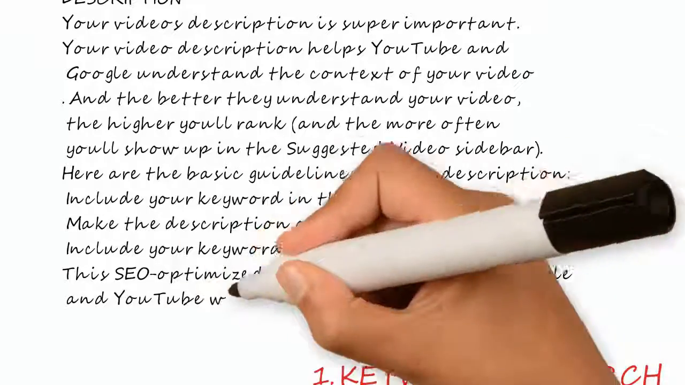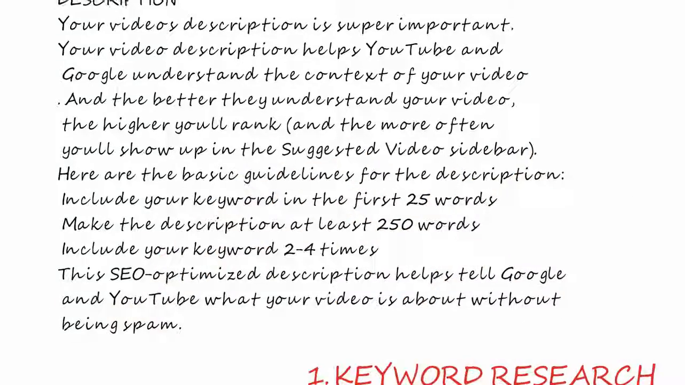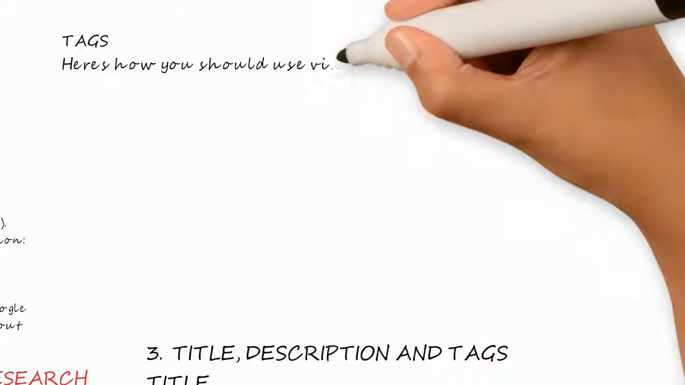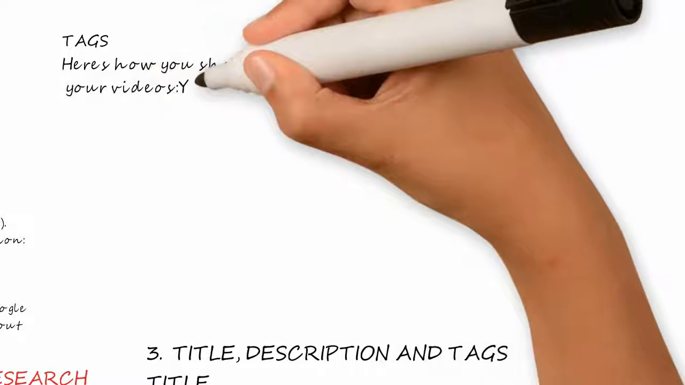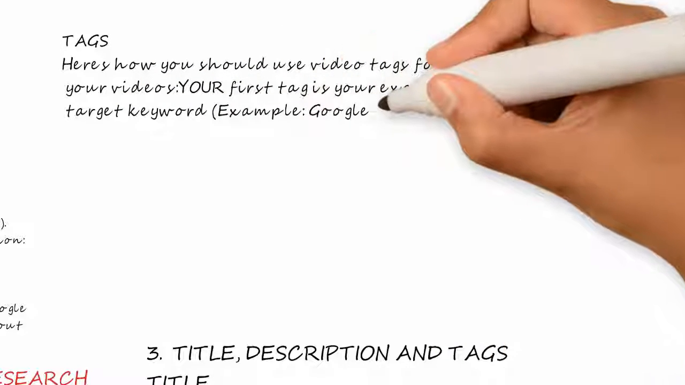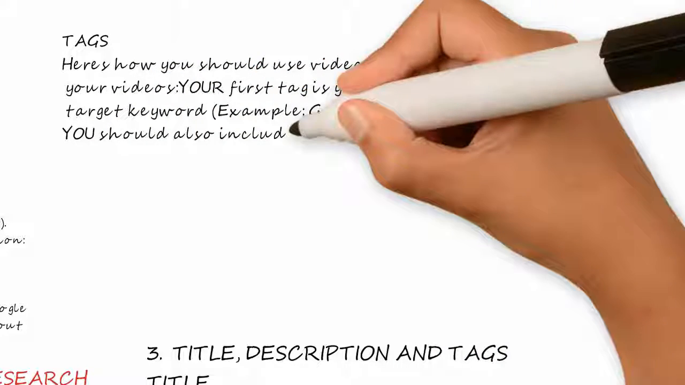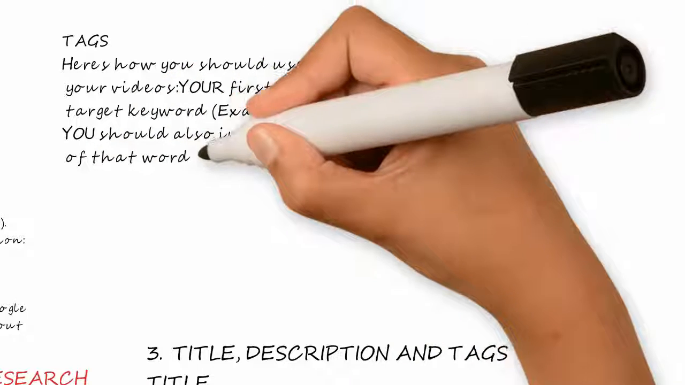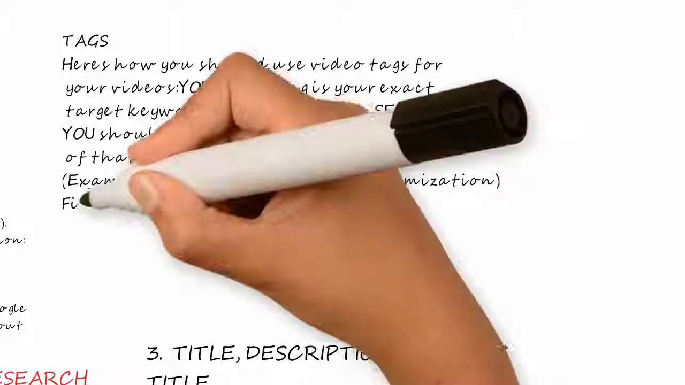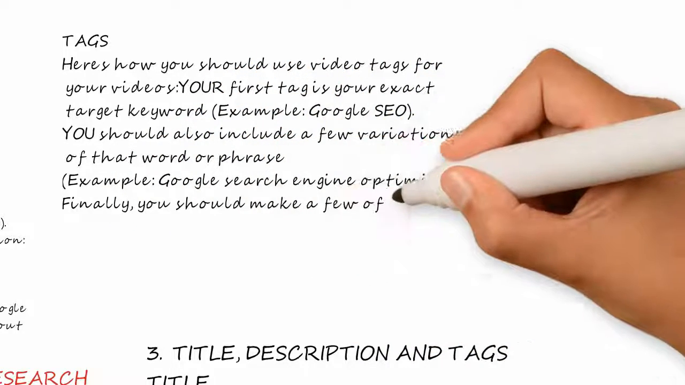Tags. Here's how you should use video tags for your videos. Your first tag is your exact target keyword. Example, Google SEO. You should also include a few variations of that word or phrase. Example, Google Search Engine Optimization. Finally, you should make a few tags other topics that your video covers. Example, link building, content marketing.